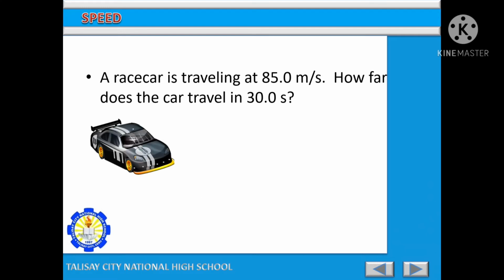Example number 2. A race car is traveling at 85 meters per second. How far does the car travel in 30 seconds?